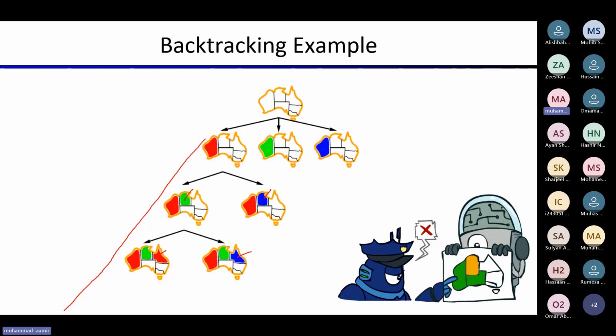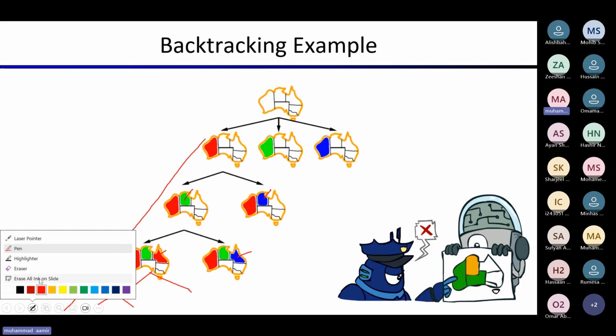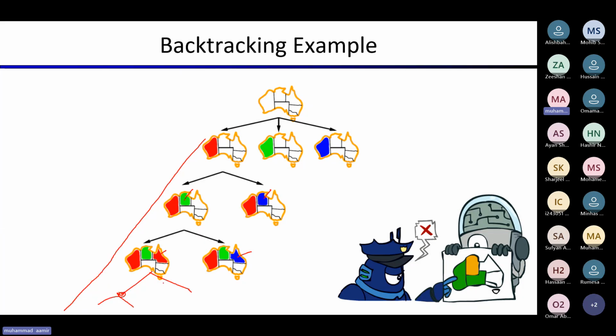So let's say you will select the red. Next, we will have two options for the next state, and let's say this is one of the states. So next, we will have two options for the next state, and so on. Where will you stop? You will stop if there is no value left for the assignment. Or if there is a value available for the assignment, but it is violating the constraints. You will stop at that point. Whatever the point where you stop, you need to backtrack.